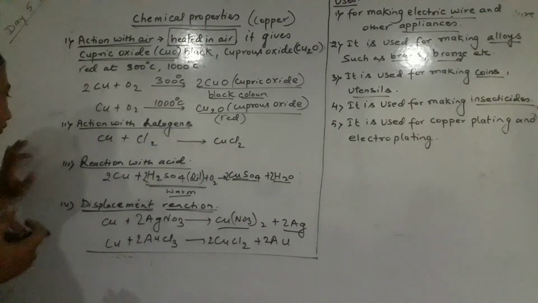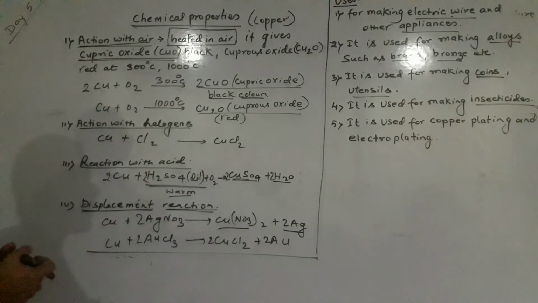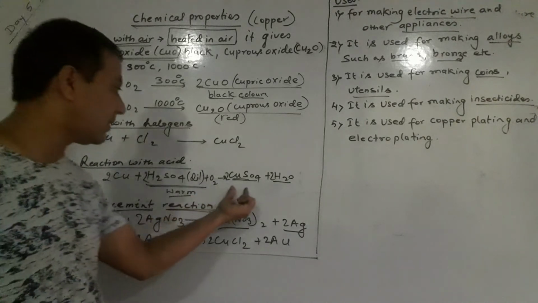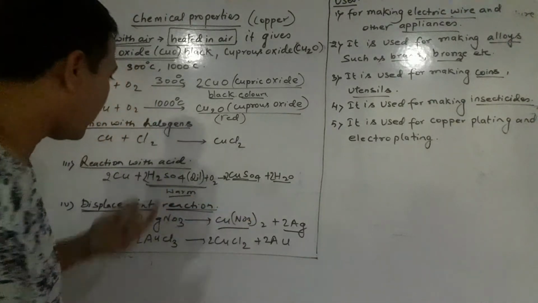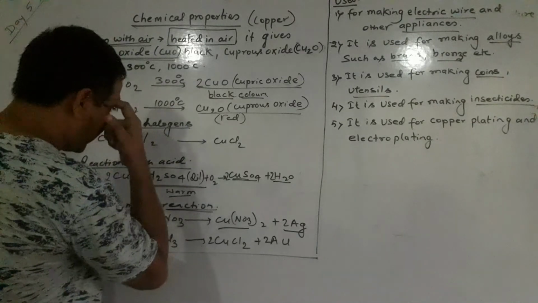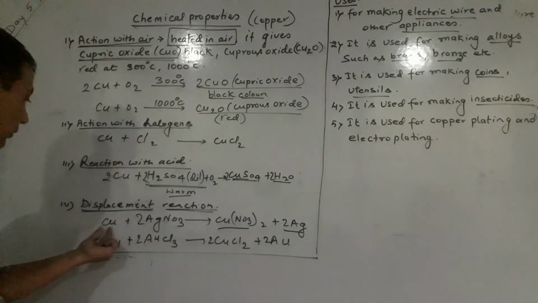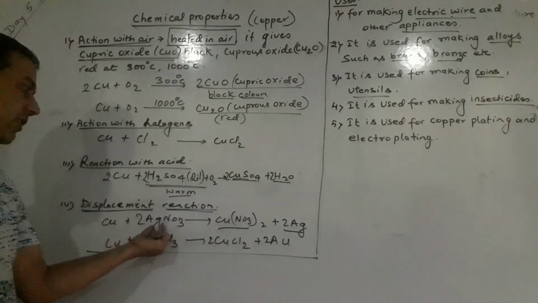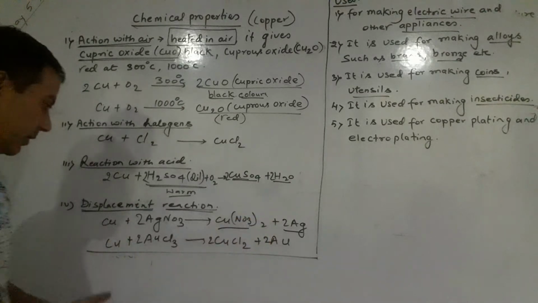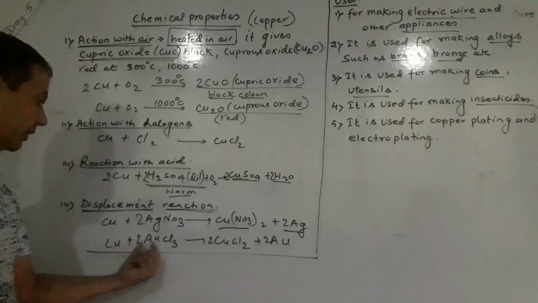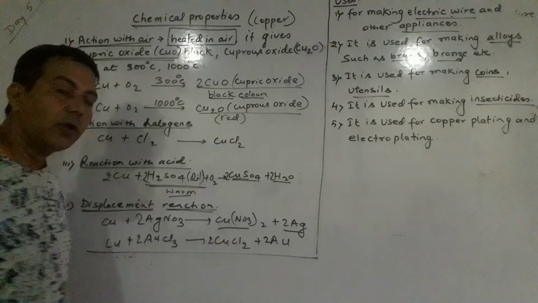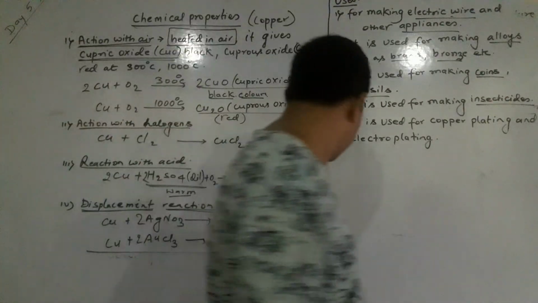Then when it reacts with acid, what will it produce? It will produce metal salt, copper sulfate, and water. It also takes part in displacement reactions, like copper reacting with silver nitrate to form copper nitrate and silver. Likewise, it reacts with gold chloride to produce copper chloride plus gold.